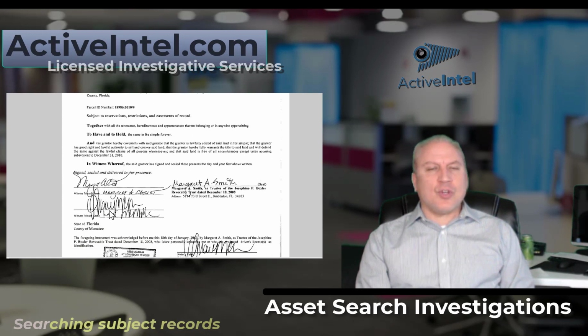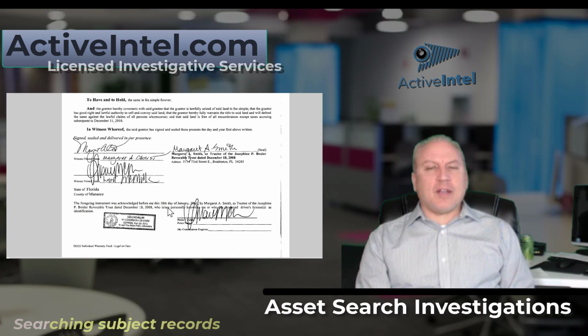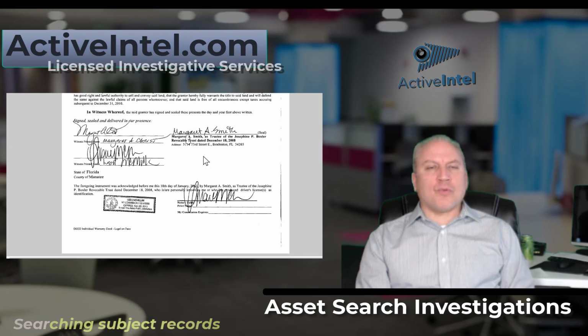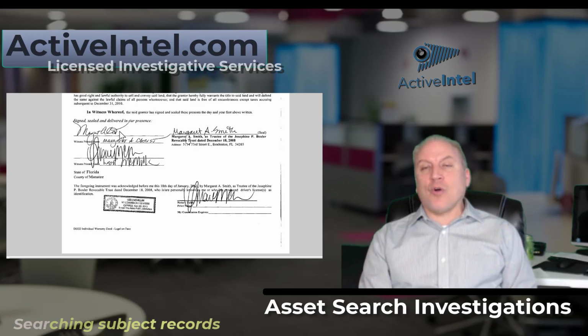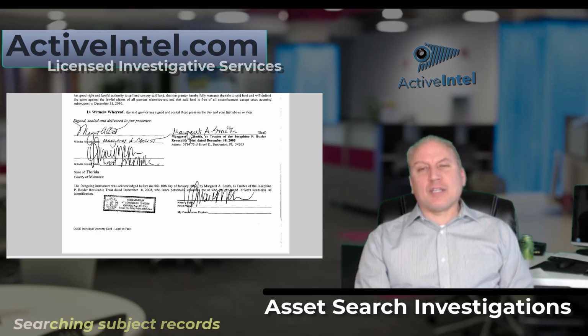Again, signatures, witnesses. You want to see if any of these witnesses show up more than once. If the same witness signed on documents for the same party 2 or 3 times, especially over a period of time. This was dated 2008. This witness name is Leslie McMillan. If Leslie McMillan signed a document as a witness 5 years later for the same person, well, that means there's probably some relationship between the two.